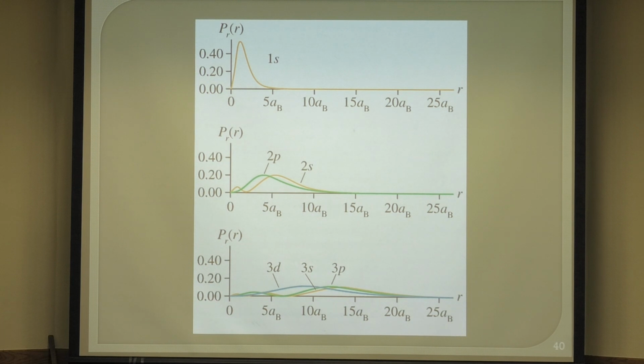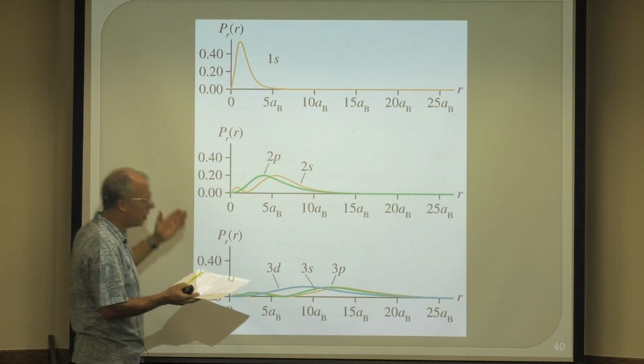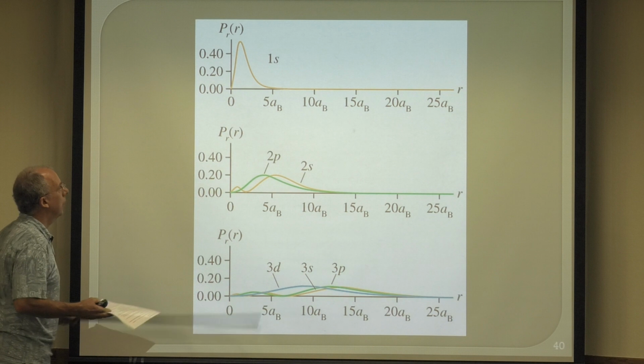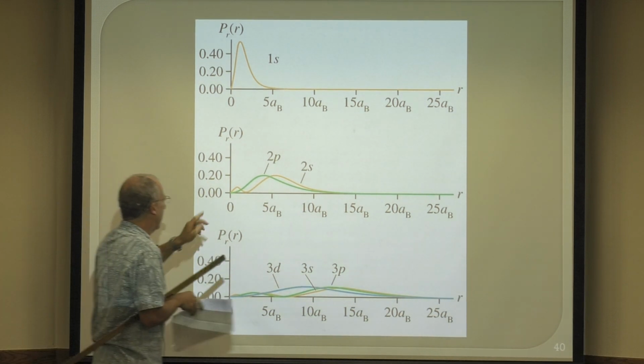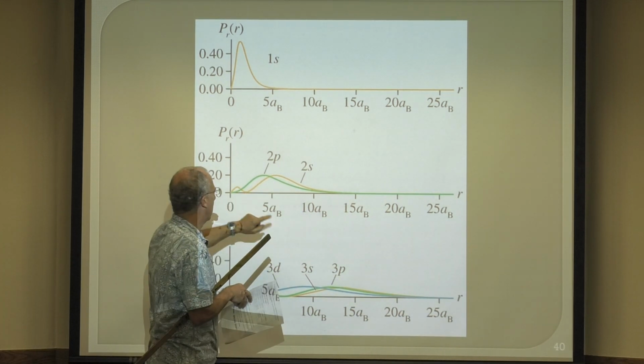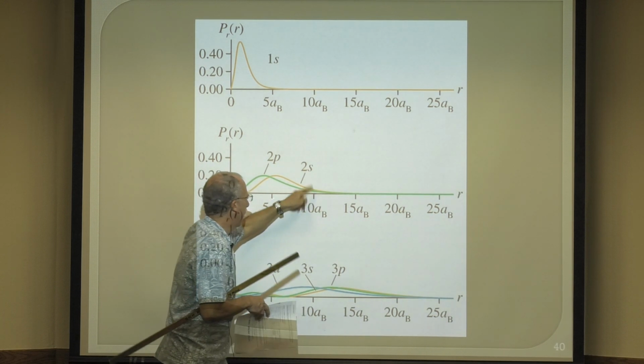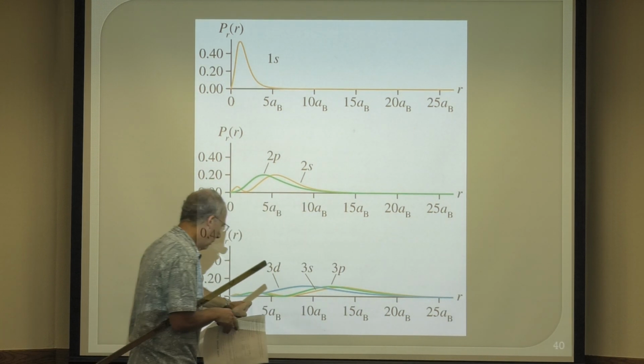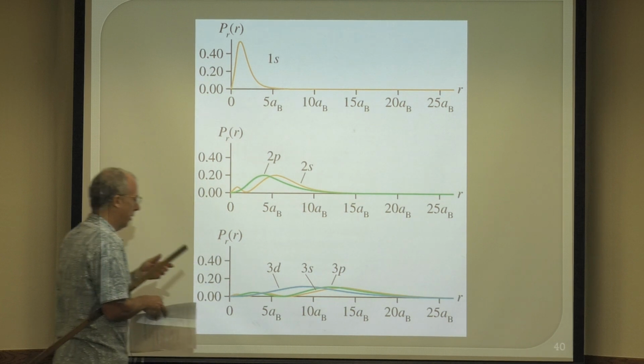All right. By the way, what do you notice right off the bat? Shell structure, right? Here's a shell. Then here's a shell with the green 2p, and here's another shell with a yellow 2s or brown, whatever it is. Okay, you see, there's a shell structure.